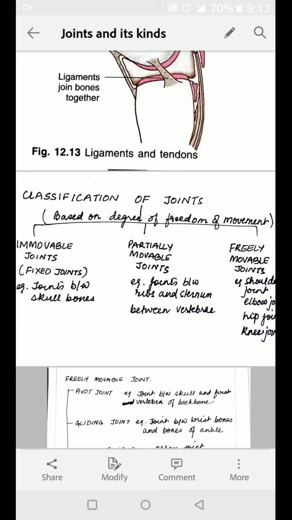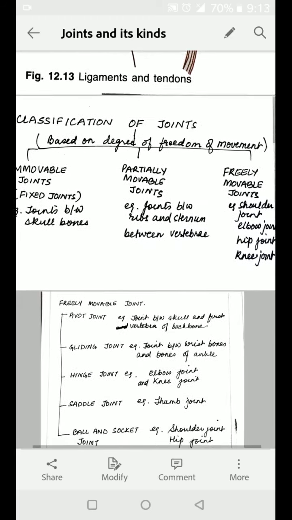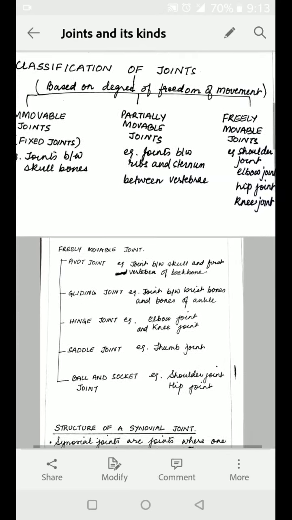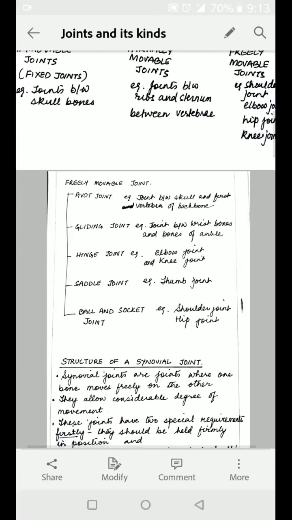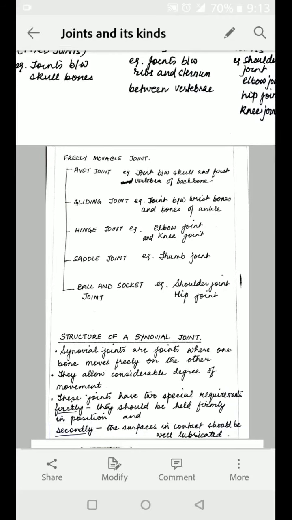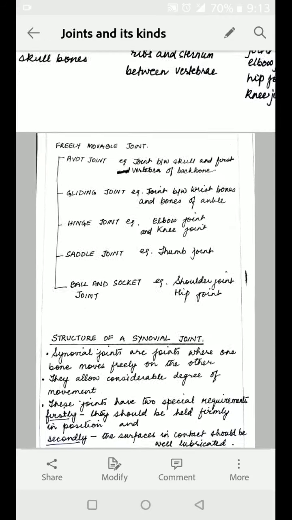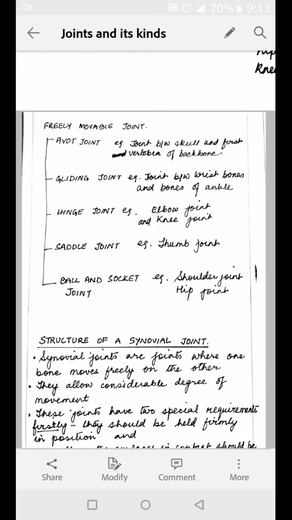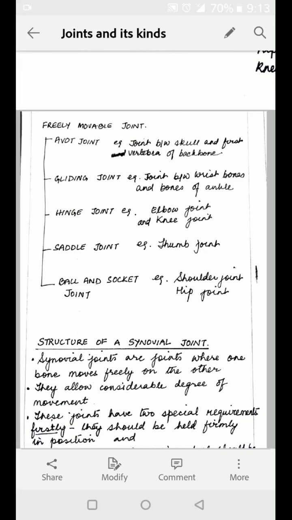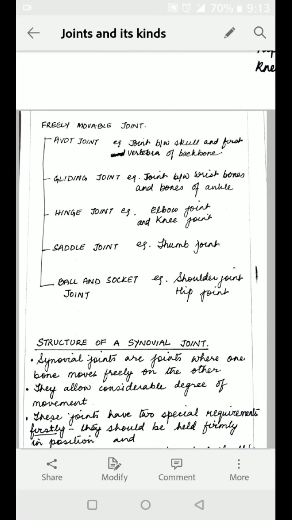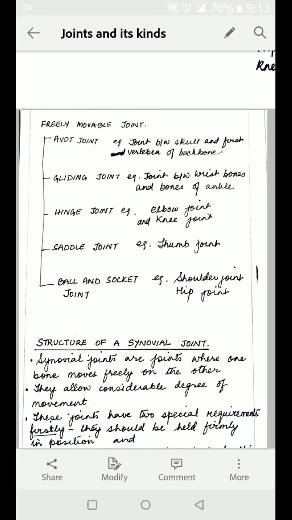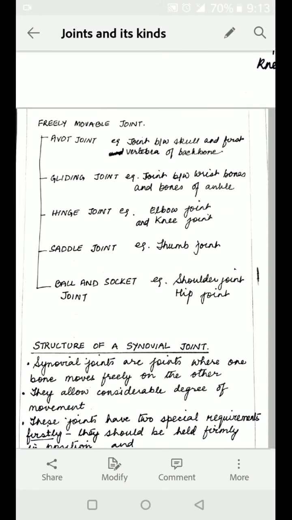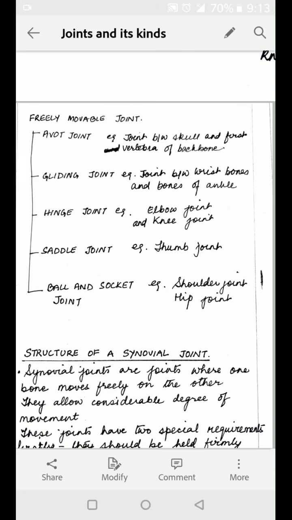Now, freely movable joints have been further divided into 5 major kinds, and these are the pivot joint, the gliding joint, the hinge joint, the saddle joint, and the ball and socket joint. We will be discussing each of these 5 joints a little later.